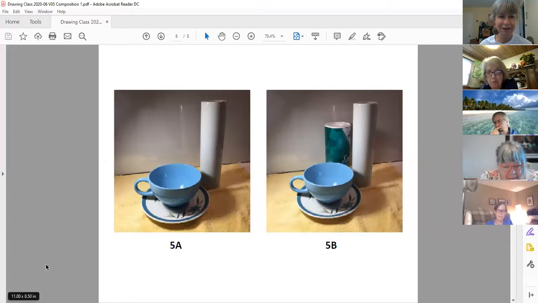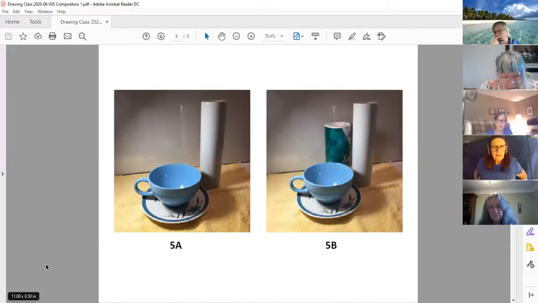Doesn't 5A have two objects, or are you counting the saucer and cup separate? I'm counting them separate. Okay. Interesting. I was thinking the same rule. Two objects aren't so great. Yes. See, I saw the cup and saucer as one object. Okay. Yeah.